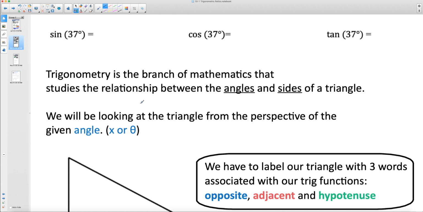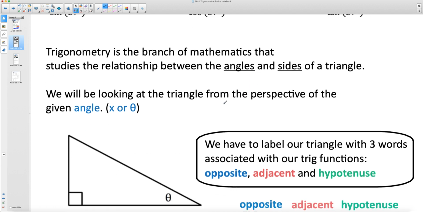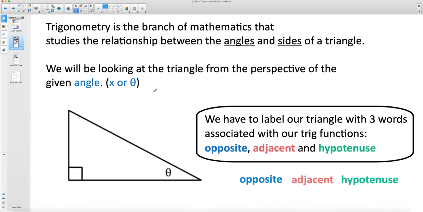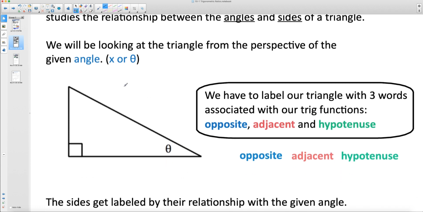Okay? So trigonometry is the branch of mathematics that studies the relationship between angles and sides. We use angles and sides, and then we can figure out ratios. Maybe we want to figure out the length of a side. Maybe we want to figure out the measure of an angle. We use trigonometry to figure that out. And we are always looking at the triangle from the perspective of a given angle.